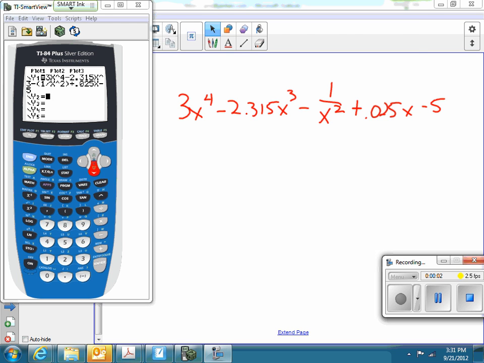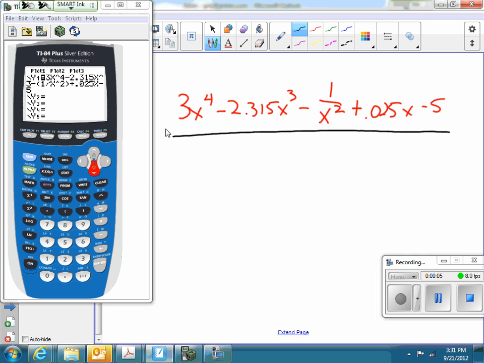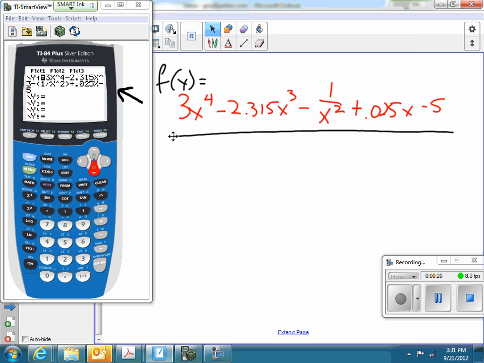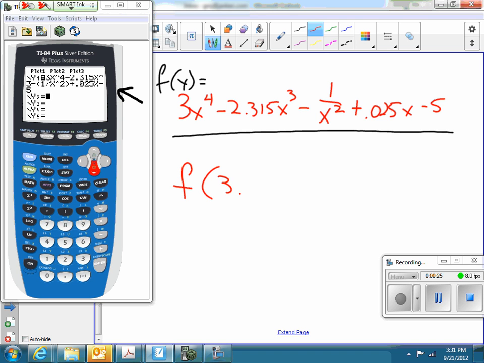I have entered this expression on the board. I'm going to make this a function, f of x equals, a nasty looking function, and I've entered it on my calculator. I want to evaluate it for, say, 3.21. Doing this by hand would be a monster calculation, and I don't really want to do that. So I enter it one time in y1.